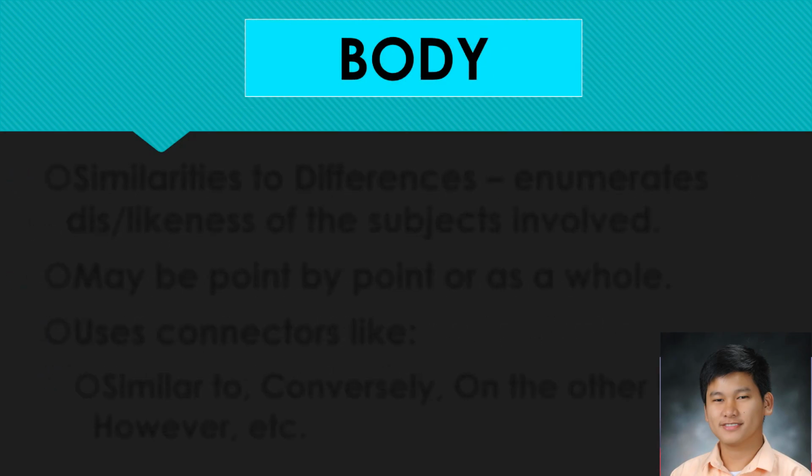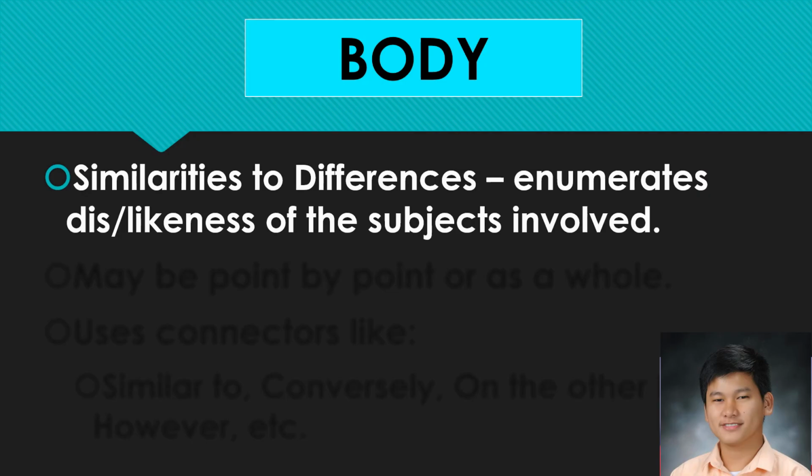Kapag naman similarities, differences, ang ginagawa mo dito, you enumerate the likeness and the dislikeness of the subjects involved. Diniscuss natin ito sa module 2. Sabihin lang, may topic, tapos i-compare mo siya sa ibang topic. So, halimbawa, ang topic ng essay mo ay si President Duterte. Tapos wala kang maisip na facts about him. Wala ka ding maisip na sabihin tungkol sa kanya. Pwede kang humanap ng ibang bagay na pwede mo siyang i-describe or i-compare. Halimbawa, describe mo siya kay Gloria Macapagal-Arroyo as a president. So, yun. Pwede mong gawin yun.